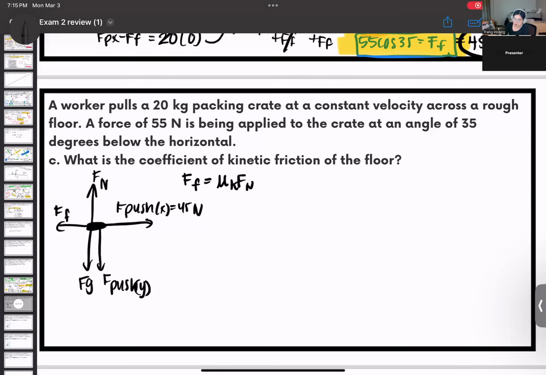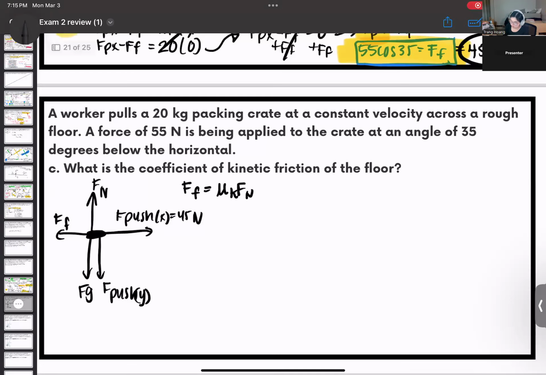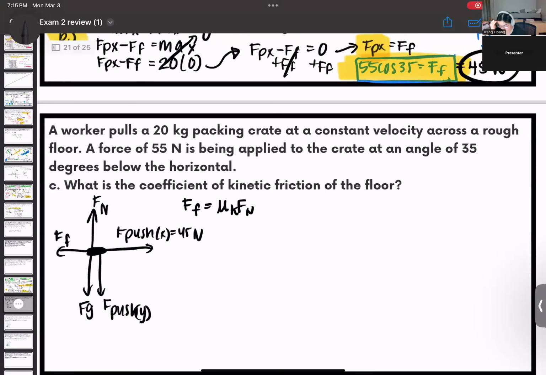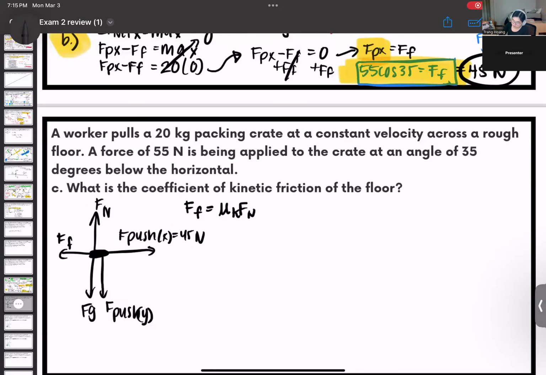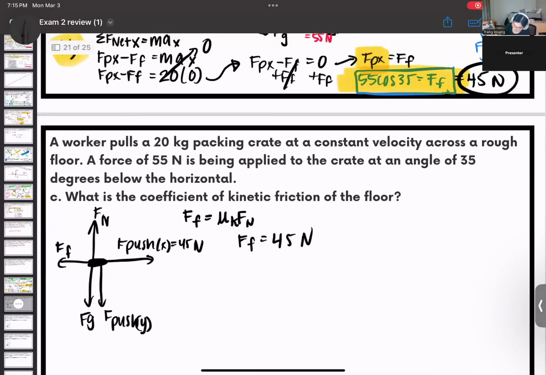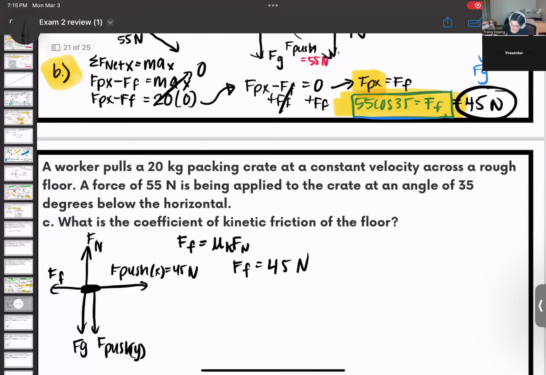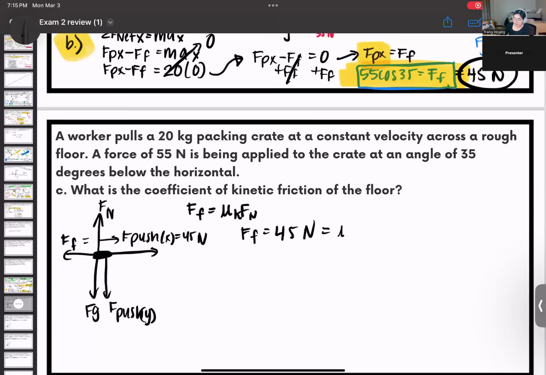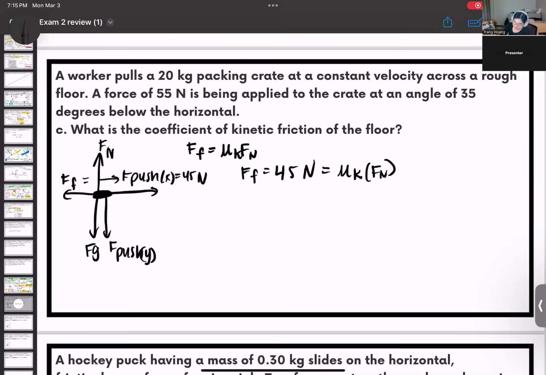I'm nasty. Okay, so force friction, as we found out previously, is equal to 45 newtons, because we concluded that they're equal to each other. So 45 newtons is equal to our unknown times Fn. Our challenge is going to be to find Fn, because we have two unknowns. Two unknowns right now are going to be the coefficient and force normal, okay?